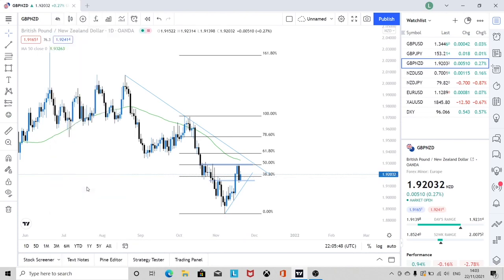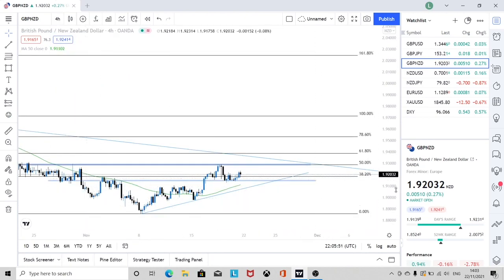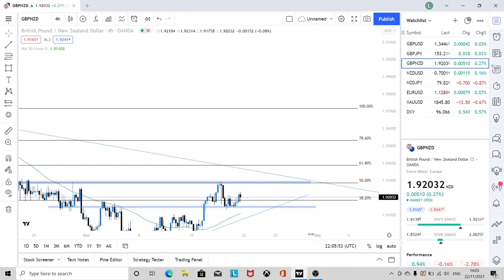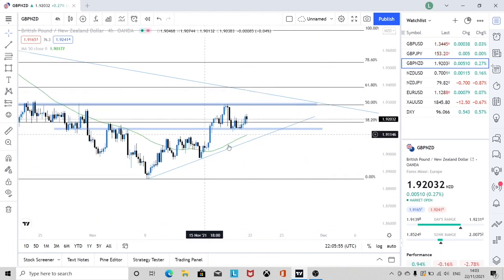zone of resistance. So potentially, I would be looking to see a breakout of this area. Ideally, I'd also like to break the trend line and the moving average, but you can't ever wait for the perfect setup. This is a short-term trend line. I just need to add, it's not my overall bias. My overall bias is still a sell, and I'll still be looking to sell the GBP NZD.